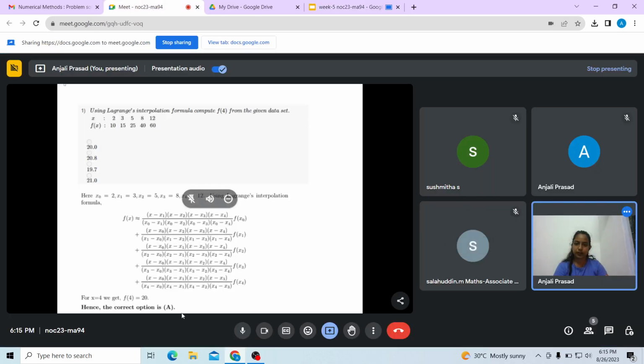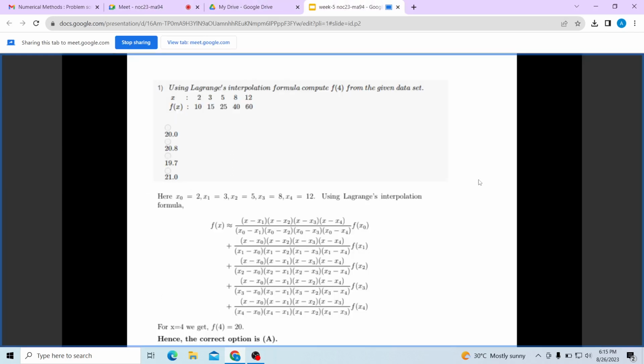So are you getting f of 4 is equal to 20? I hope it's clear. So let's move to the next question.